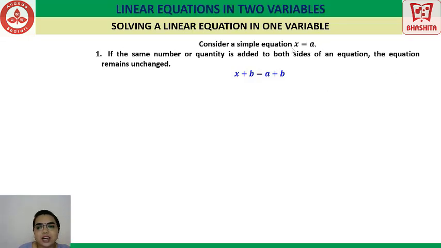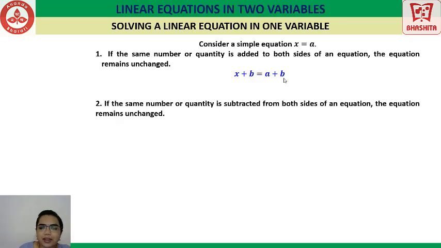Here you can see on both sides of the equation we are adding a number b, right? So x plus b is equal to a plus b. I think the same should apply for subtraction also. If the same number or quantity is subtracted from both sides of an equation, then the equation will remain unchanged. So x minus b is equal to a minus b. Isn't that simple? Yes. So always keep in mind, if you are subtracting from one side of the equation, the same number has to be subtracted from the other side of the equation.